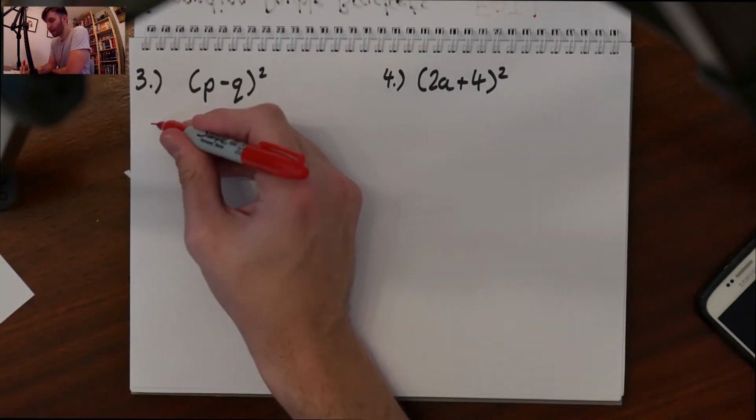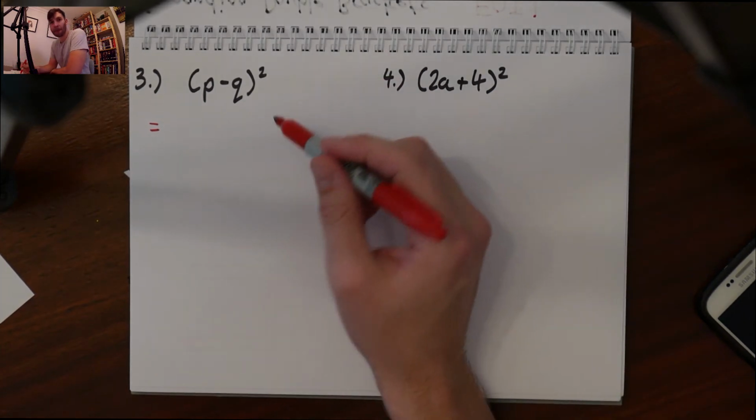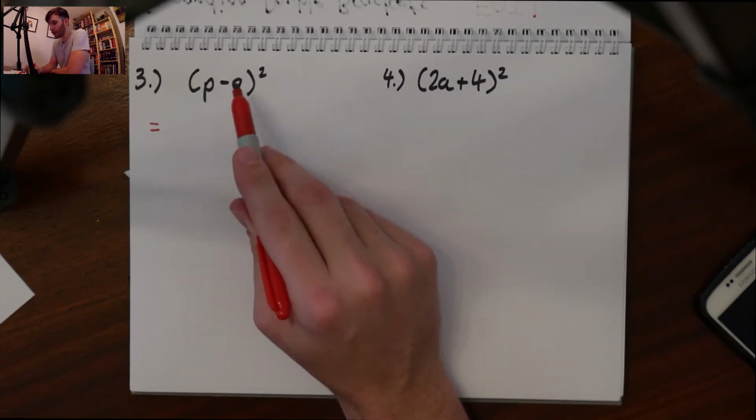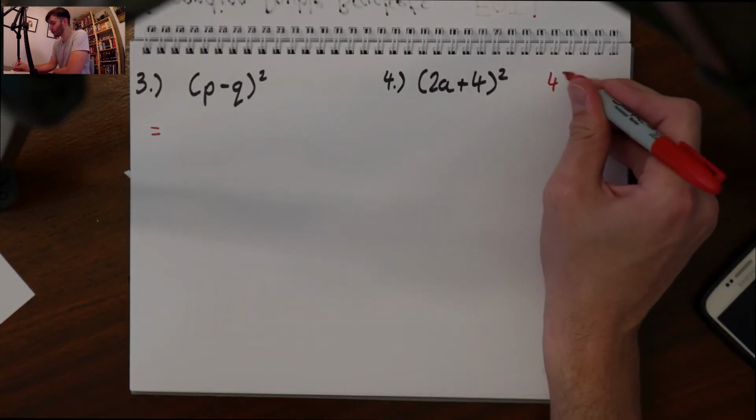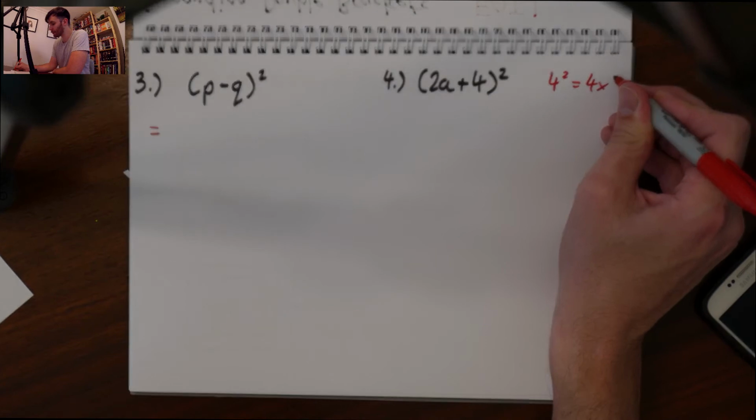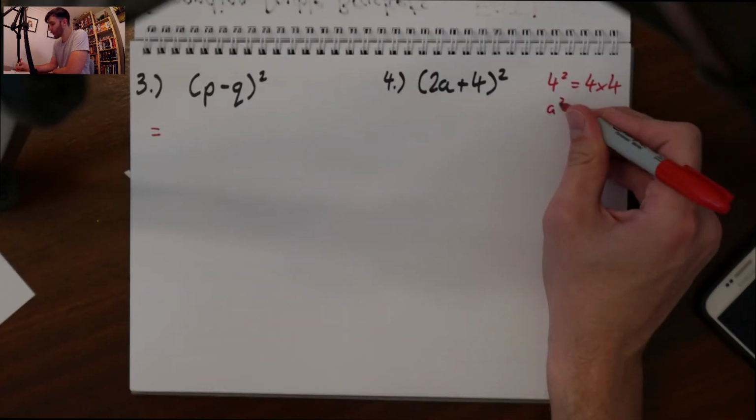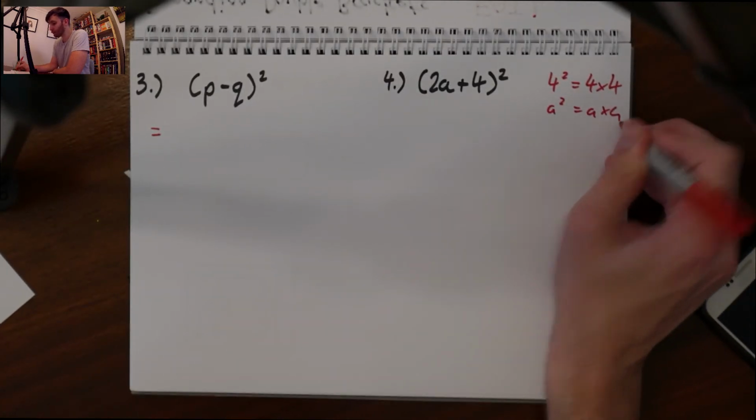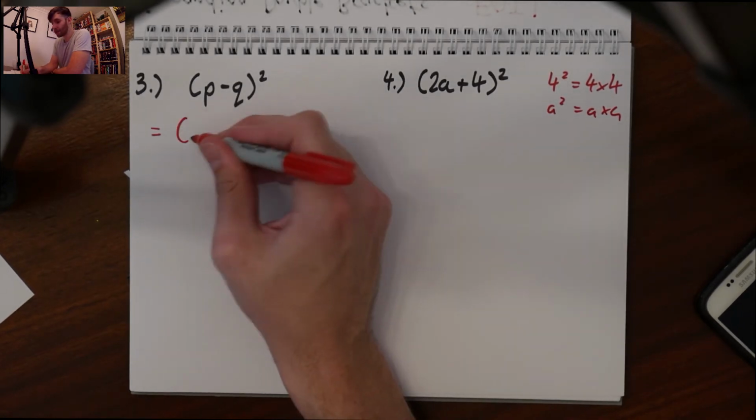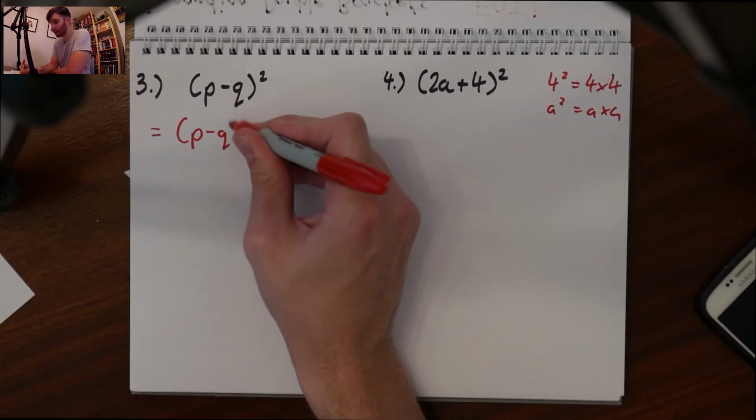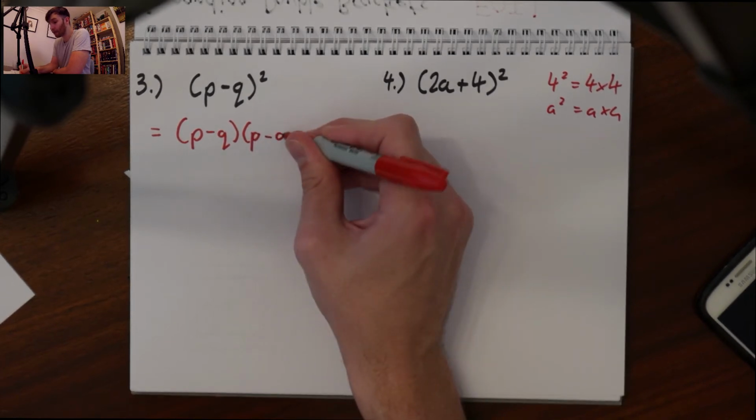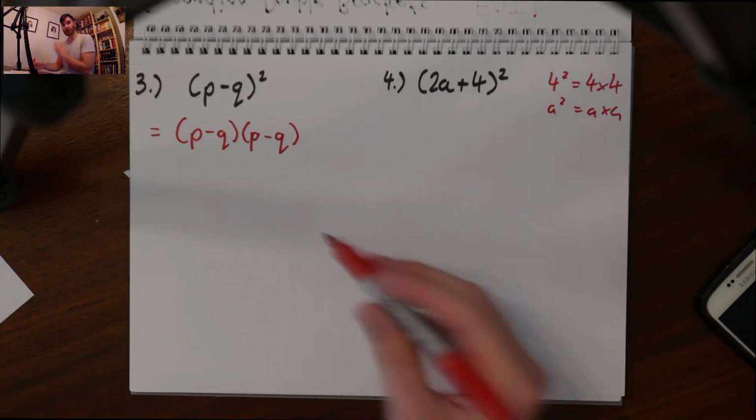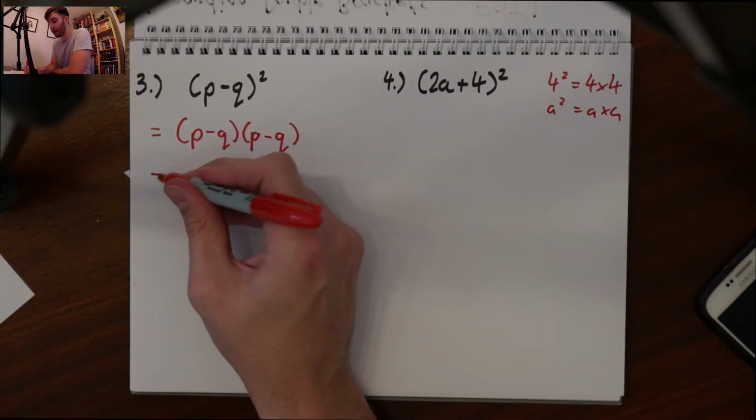Alright, these next two are not really harder, but they look more confusing. Just remember that if you've got something like p take away q, all squared, when you have anything squared, say 4 squared just means 4 times itself, a squared means a times itself. It's no different with these brackets. It's just the bracket that's given in the expression multiplied by itself. So now we've just got a double bracket problem that we can expand as normal.